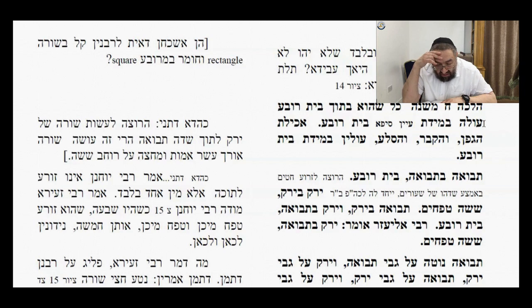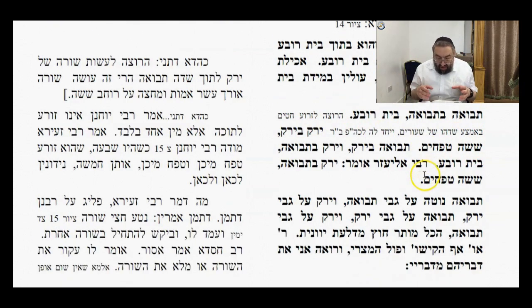So achlas hagefen, the work area of a grapevine, v'akeva, a grave, v'hasela, a big rock, oilin b'midas base rova, they all count towards the measure of the base rova area. Tavua b'tzvua, you're planting grain next to grain, base rova, you need a base rova separation. Yerek b'yerek, vegetables next to vegetables, shisha tfachim, you need a 6 tfachim gap between them. Okay, you want to put different fields with different species of vegetables, you need an area of 6 by 6.